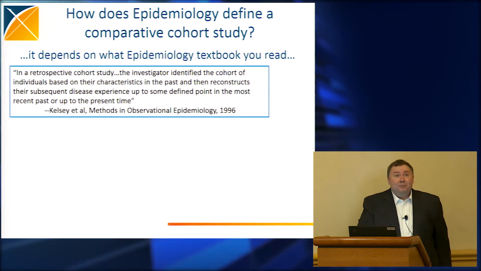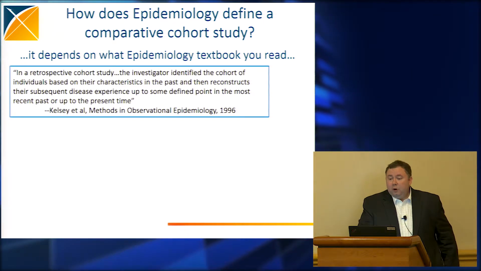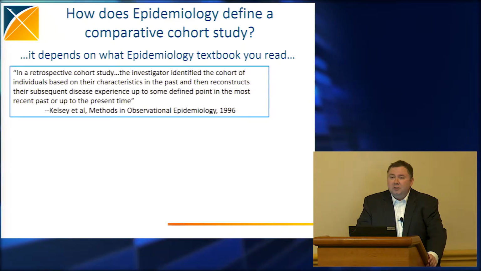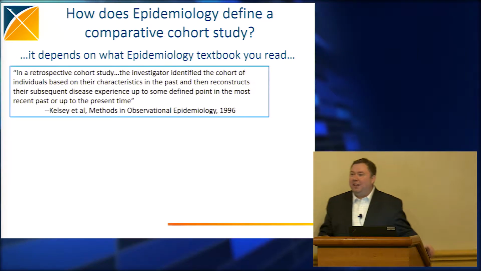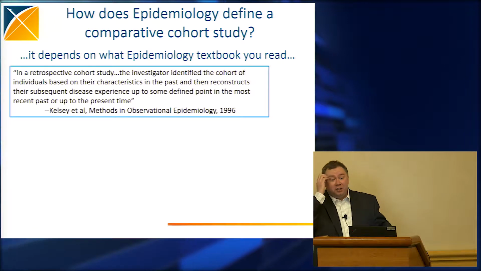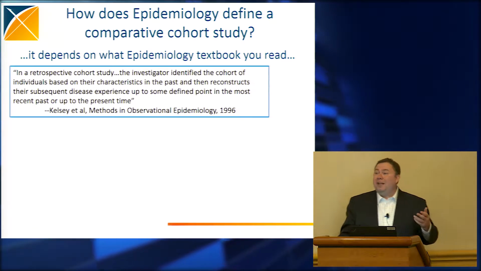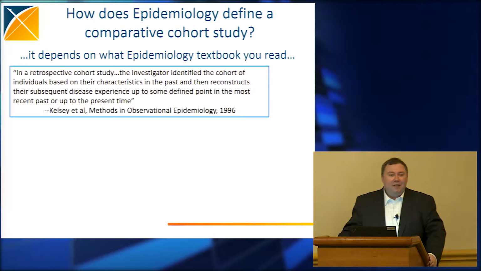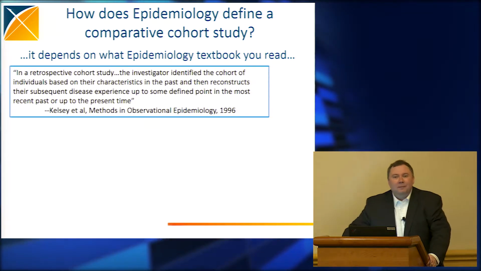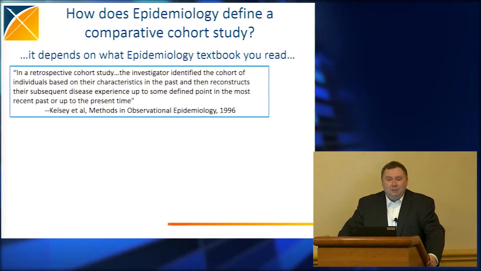So I had fun going through all of my old epidemiology textbooks because I thought it must be pretty straightforward to just define a comparative cohort study. You can just grab any textbook and you're going to find a definition. And it turns out that yes, you grab any epidemiology textbook and you're going to find a definition of a cohort design, and that became extremely problematic. I want to read you how my epidemiology textbooks actually talked about this.